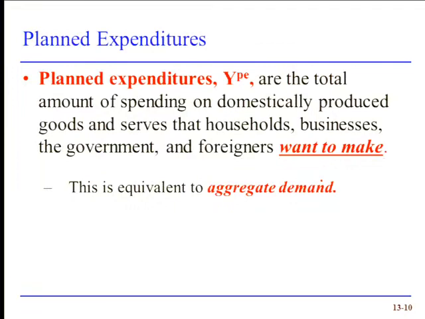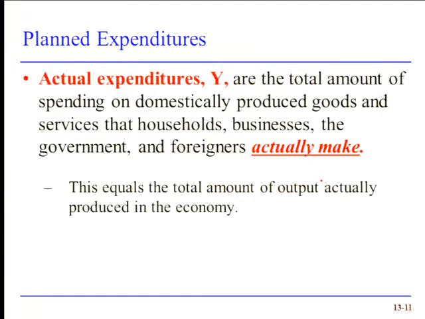So we know how much income we have. We know how much taxes we have to pay. We know what the real interest rate is. All of those other things that influence our spending decisions. Given all of those things, how much expenditure do we want to make? We need to set that next to how many expenditures we actually make.